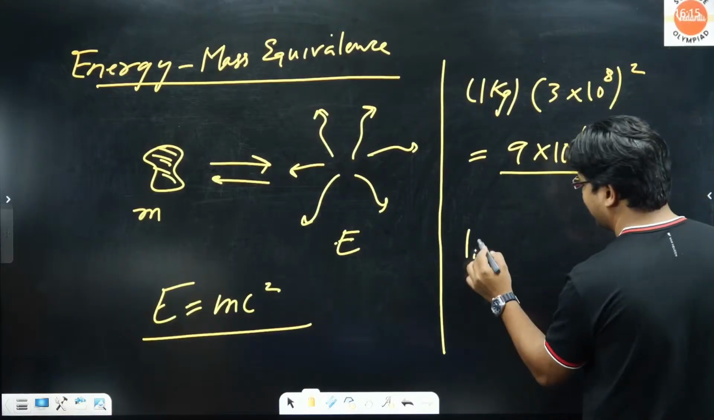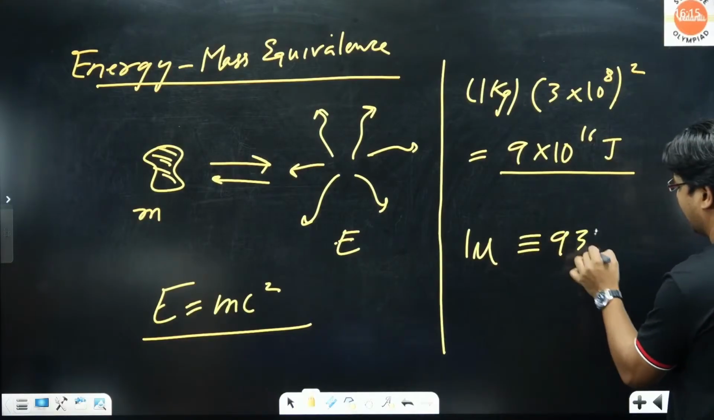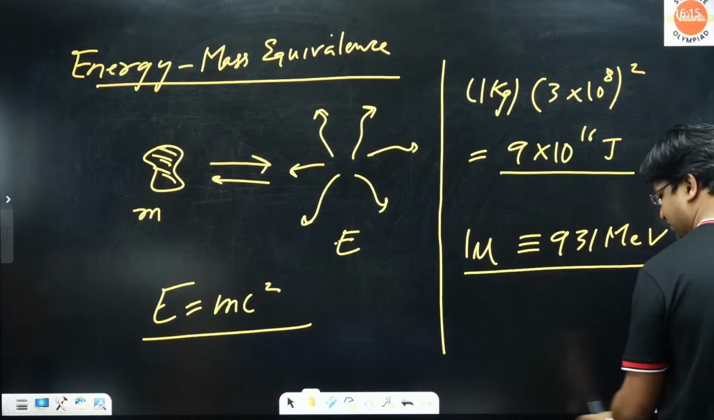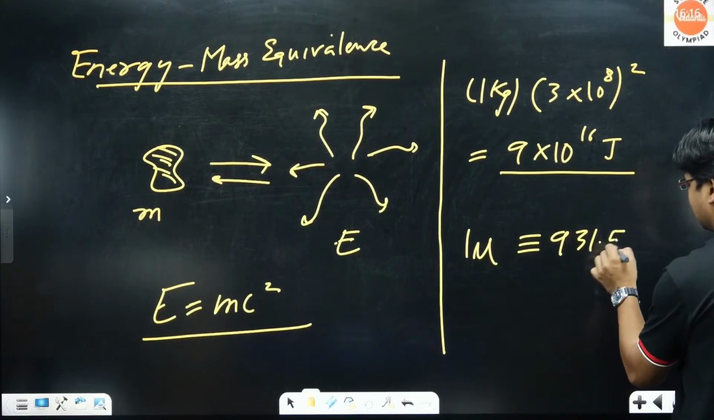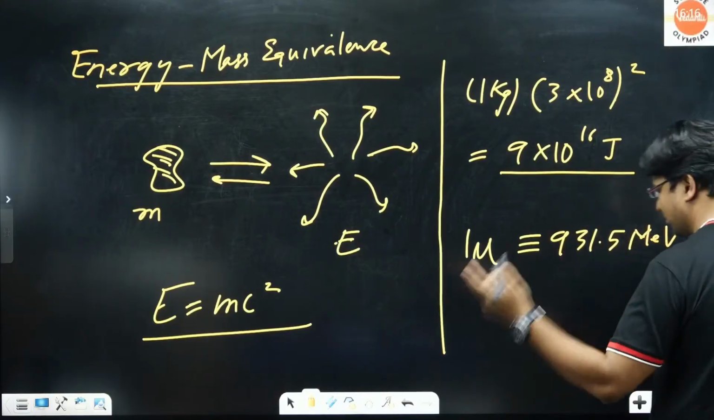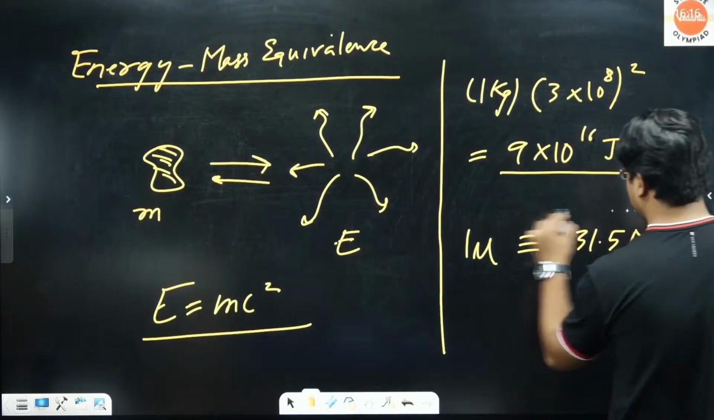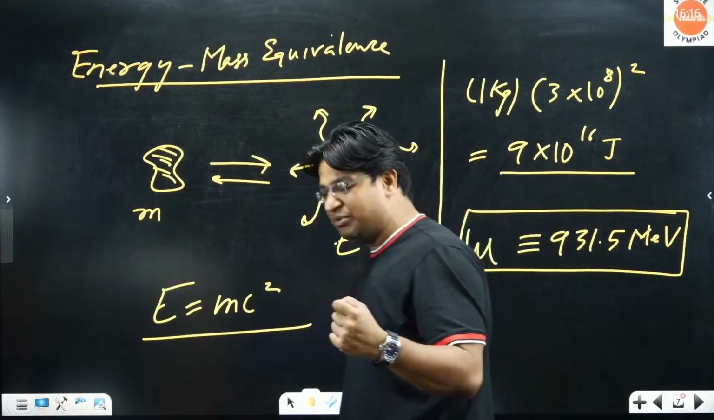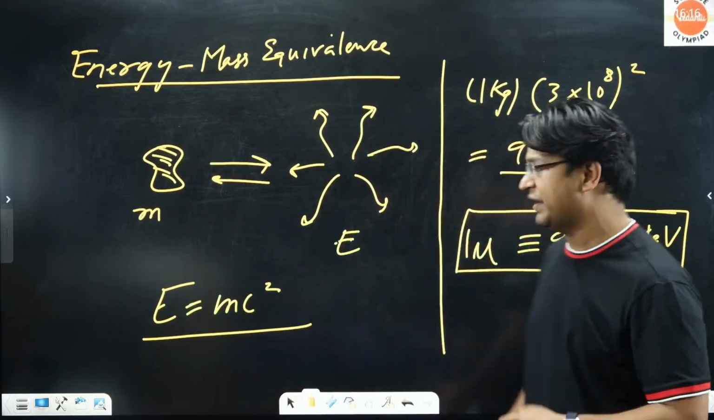Similarly, we can say that 1 AMU, we can calculate it. 1 AMU would be equivalent to 931 MeV of energy. Remember this. People generally use 931.5 also. Okay, but because that's the fourth significant digit, that will not make too much of a difference in the calculation. So 1 AMU is equal to 931.5 MeV. That means when 1 AMU gets completely destroyed, the amount of energy that is produced is 931.5 MeV.